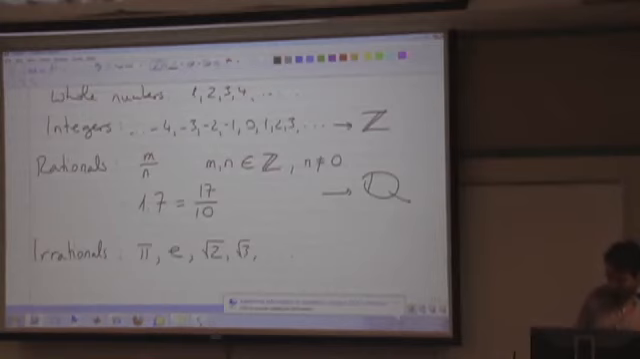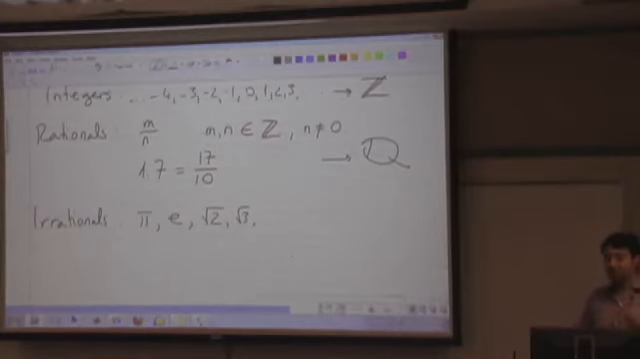Okay. As it turns out, and this is beyond the scope of this course, there are way more irrational numbers than rationals, which may seem very odd considering the only ones we're talking about are square roots, pi and e. But as it turns out, there's a lot more.